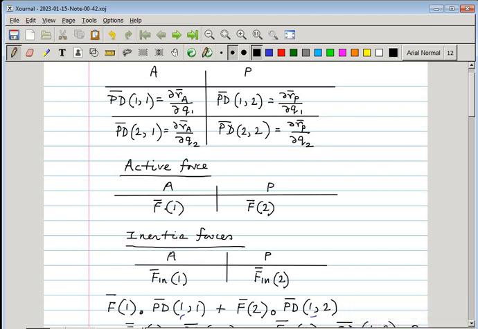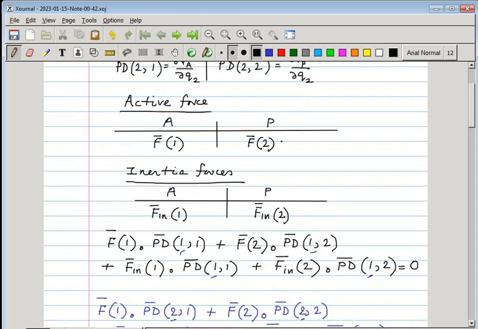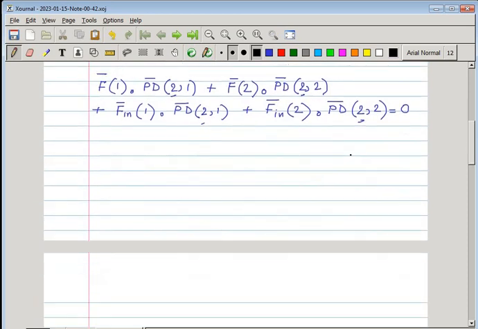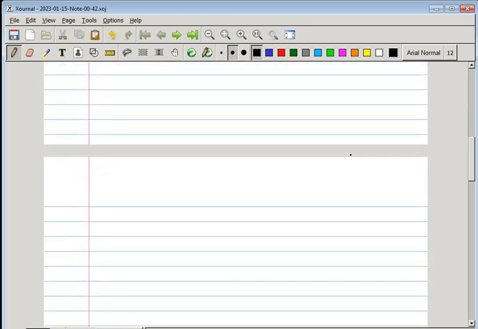and F1 dot PD21 plus F2 dot PD22 plus Fin1 dot PD21 plus Fin2 dot PD22 is equation 2. So yes, here the multiplication is actually the dot product. So now we'll observe one interesting thing.